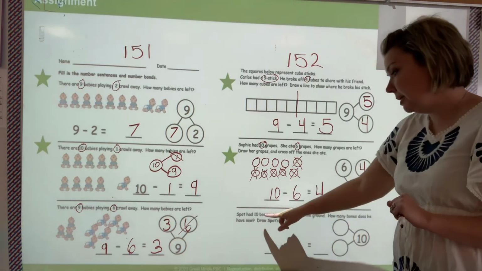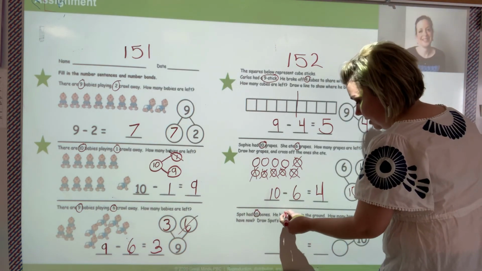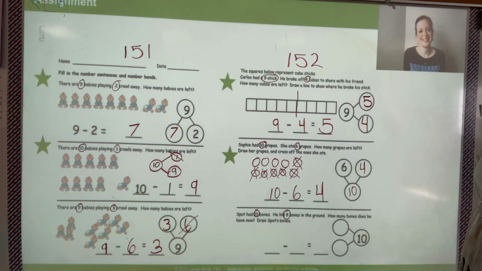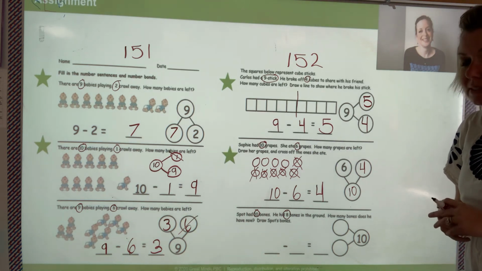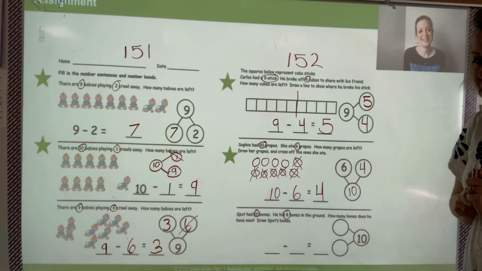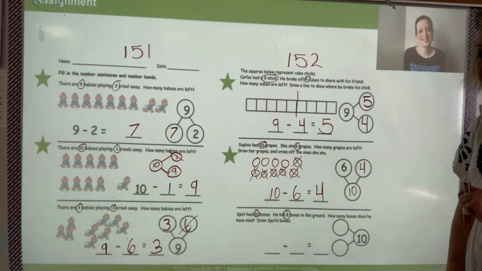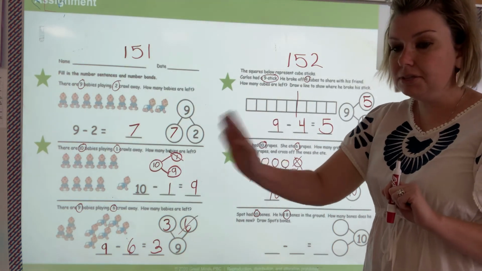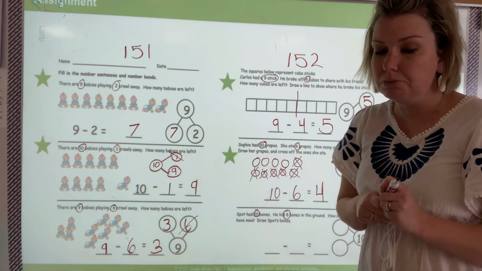Spot had 10 bones. He hid 8 bones in the ground. How many bones does he have now? Draw Spot's bones. Instead of drawing bones, I would draw circles. So draw Spot's bones and then fill in the number bond and the number sentence. If you feel comfortable with that, you can go ahead and sign out silently. Those of you that feel like you need to stay, you can stay and I'll help you if you need help.